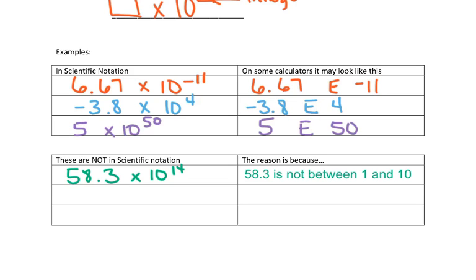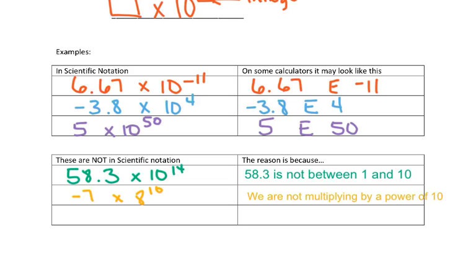Another example that is not in scientific notation would be negative 7 times 8 to the 10th power. If we take a look at our rules, the first number's absolute value has to be between 1 and 10. So that works. 7 is between 1 and 10. The second rule is we have to multiply by a power of 10. So here we're not multiplying by a power of 10, we're multiplying by a power of 8. So that's the reason this is not in scientific notation. Pause the video if you need time to write that one down.